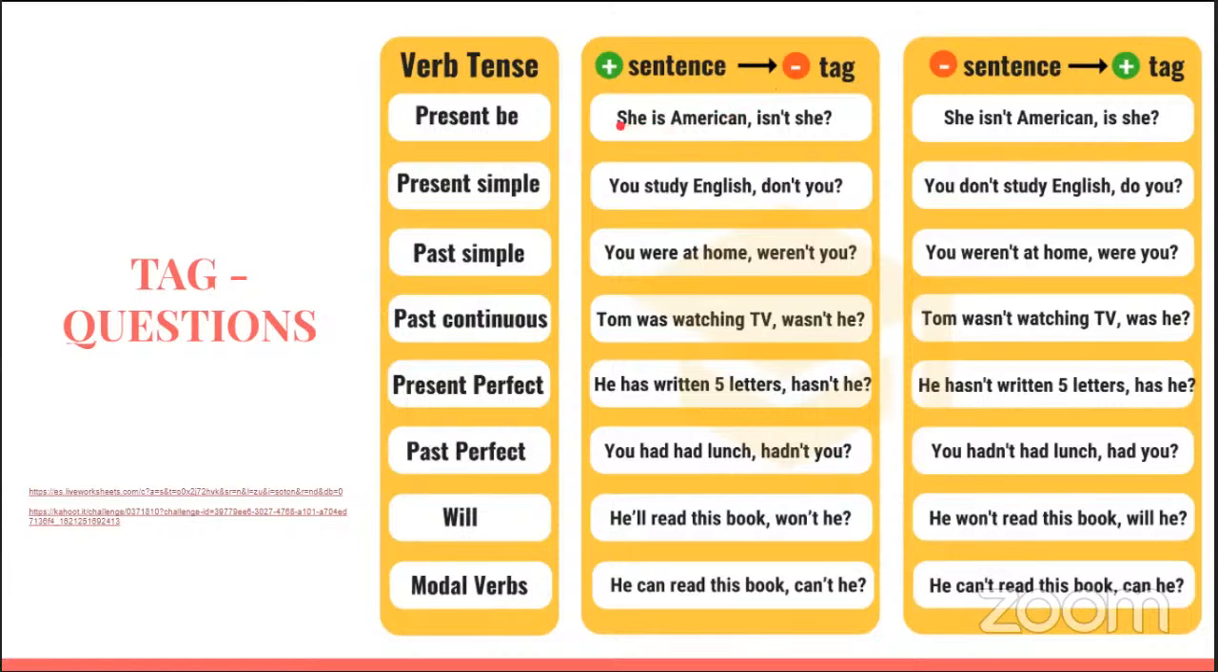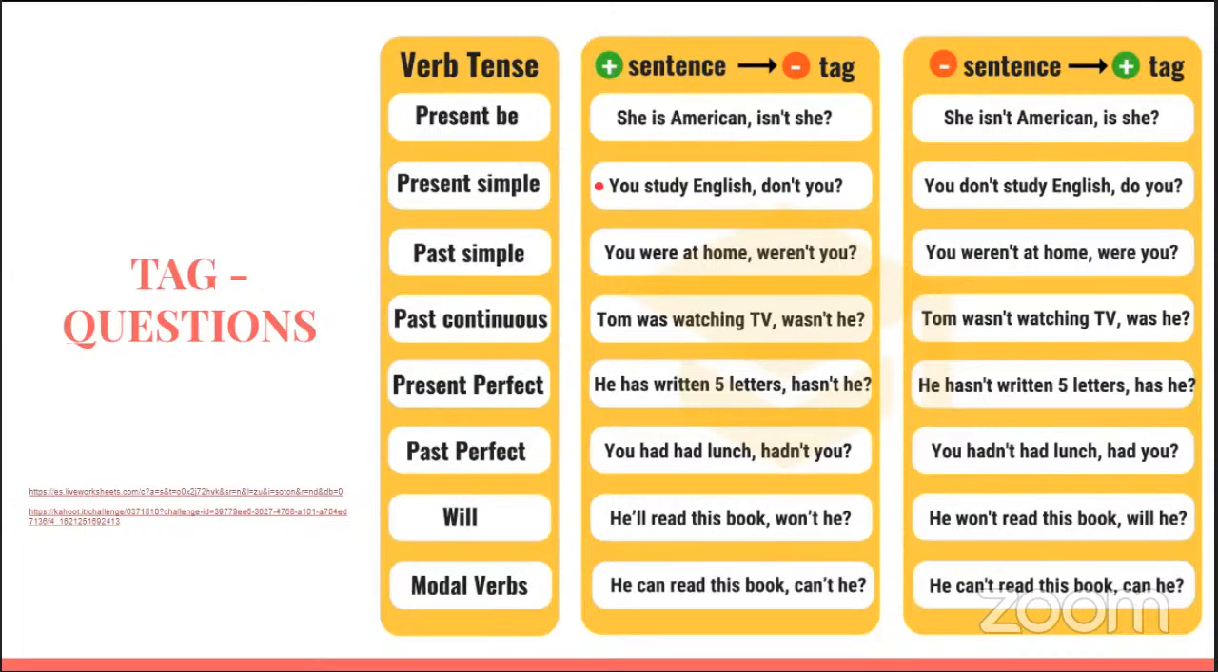And well, if my sentence is affirmative, my tag is going to be negative. If my sentence is negative, my tag is going to be affirmative. So in the present with the verb to be, she is American, isn't she? And the other way around, she isn't American, is she? And here we have another example using the present simple tense with the auxiliaries do and does.